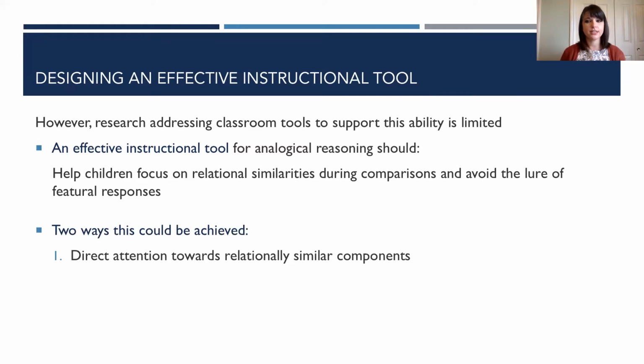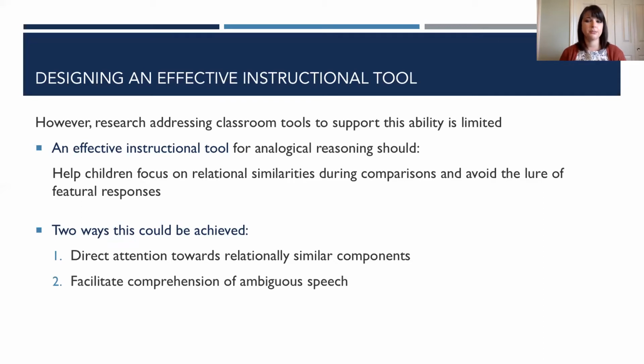Given that previous work does demonstrate connections between all of these factors, so inhibitory control and visual attention and analogical reasoning performance, but then also between visual attention and analogical reasoning ability, for children with lower inhibitory control, showing them where to look should help them focus less on featural distractors, which in turn has been found to support better analogical reasoning performance.